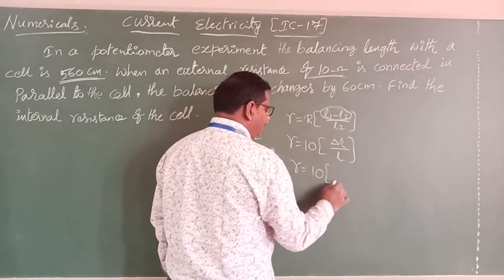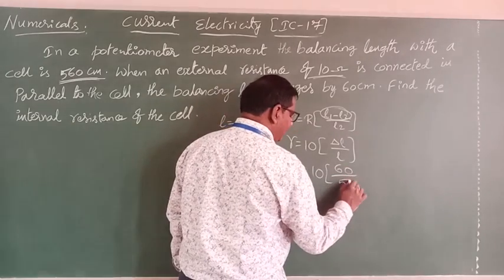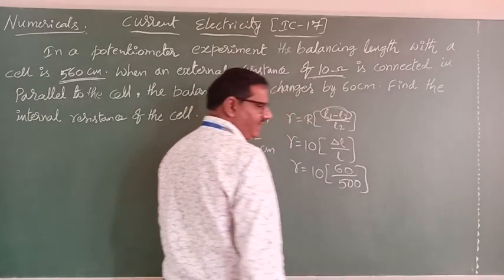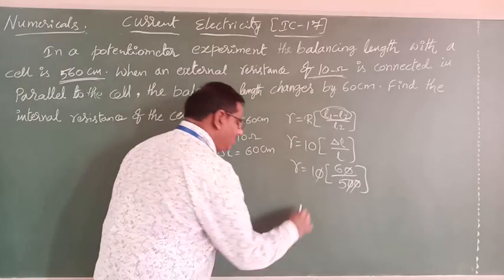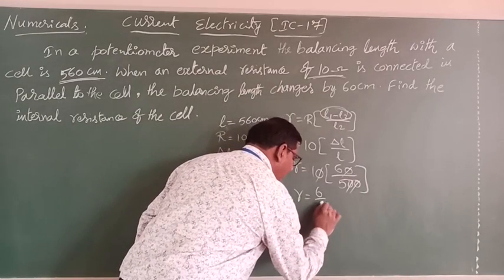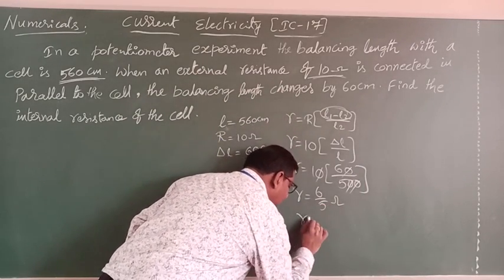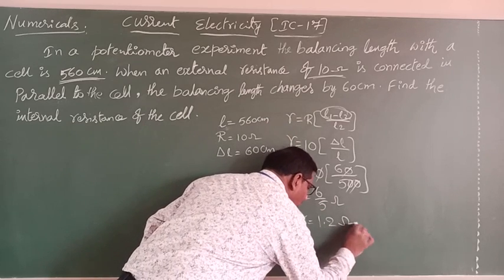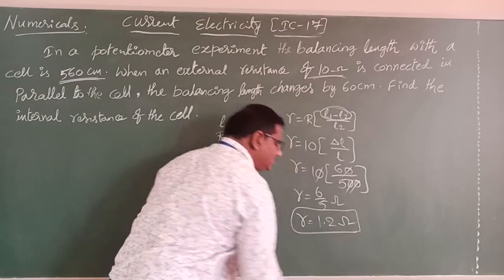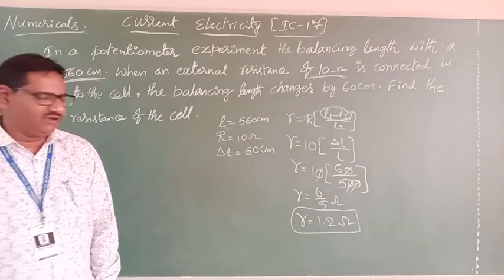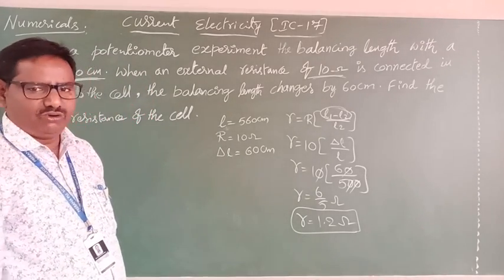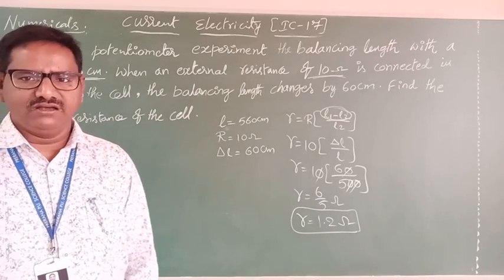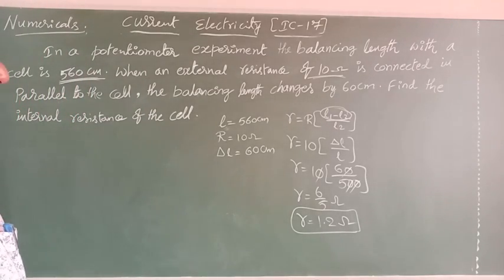So 10 into 60 by 500. Here 2 zeros, here 2 zeros get cancelled. Now small r equal to 6 by 5 ohm. 6 by 5 means nothing but 1.2 ohm. So internal resistance of the given cell is 1.2 ohm. Okay, this is one way to measure internal resistance by using a potentiometer.